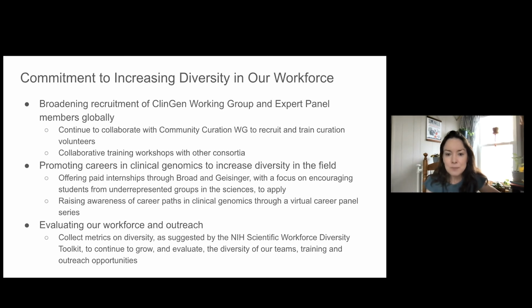And as we're doing this work, along with the other grants, we do plan to continue and improve how we collect metrics on our workforce and the attendees of our outreach events. That way we can measure if indeed we are making improvements where we hope to, and if not, reevaluate the approaches that we have in place.